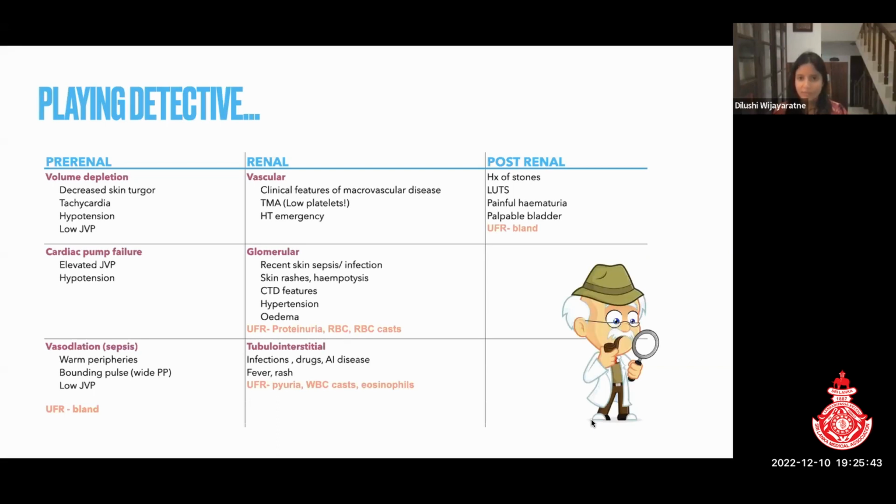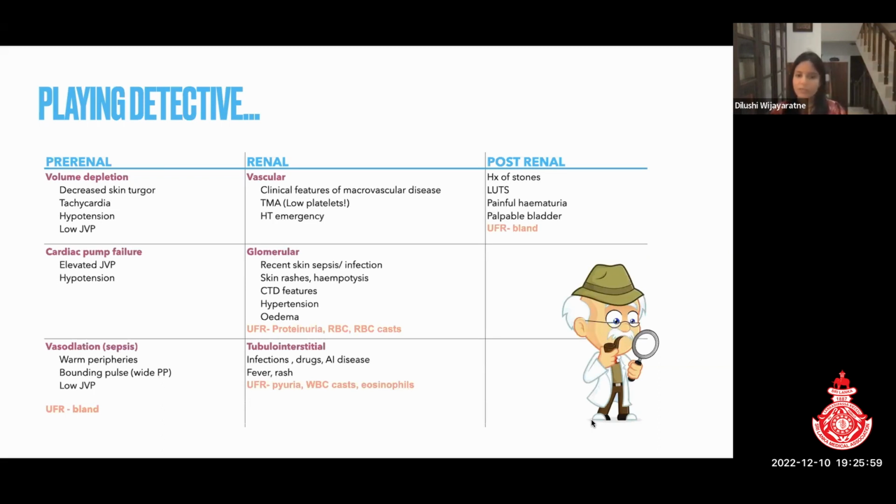So if the glomerulus is inflamed, it can become leaky. So you can get proteins, you can get red cells, and you can importantly get red cell casts in the urine and dysmorphic red cells. So those indicate a glomerular problem, which is why the urine is so important in an AKI.